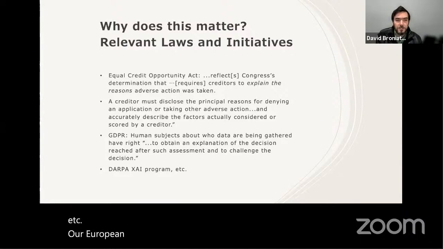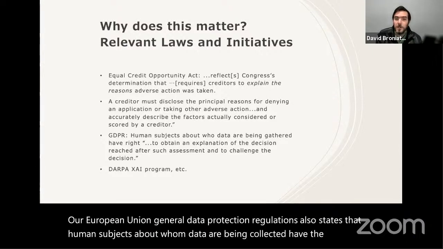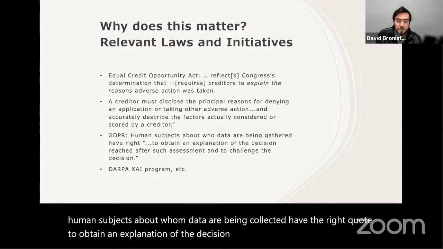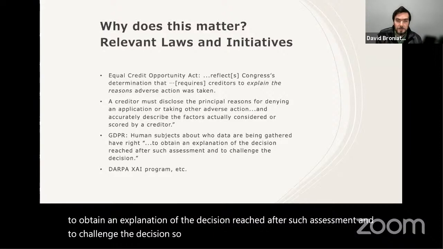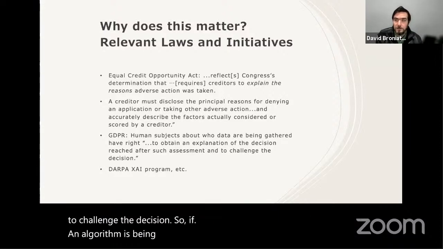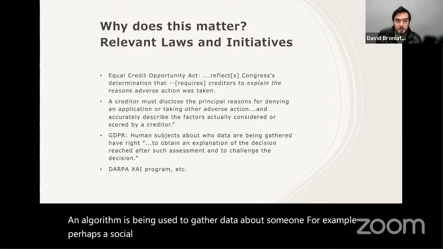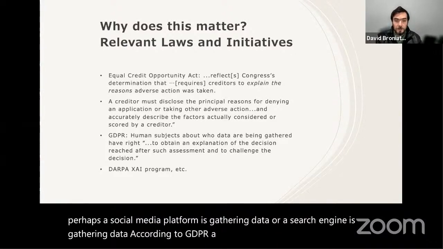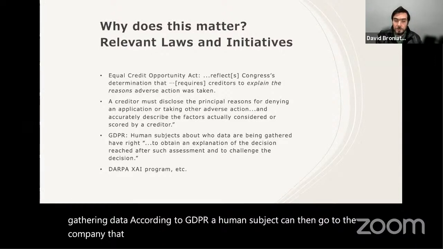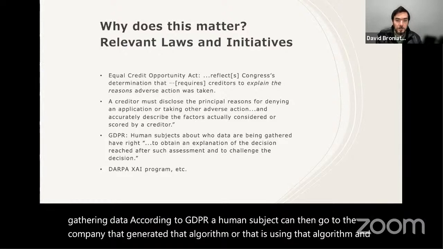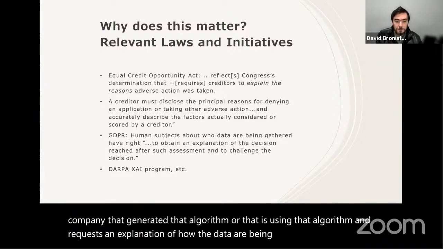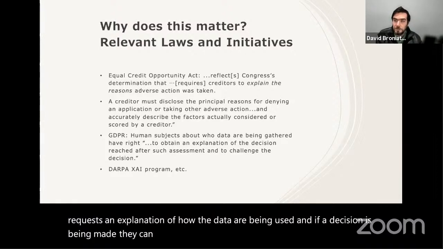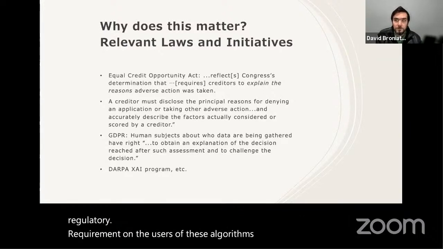GDPR, the European Union's General Data Protection Regulation, also states that human subjects about whom data are being collected have the right, quote, "to obtain an explanation of the decision reached after such assessment and to challenge the decision." So if an algorithm is being used to gather data about someone, for example, perhaps a social media platform or a search engine is gathering data, according to GDPR, a human subject can go to the company that is using that algorithm and request an explanation of how the data are being used. And if a decision is being made, they can challenge that decision. So of course, this imposes a regulatory requirement on the users of these algorithms that is explicitly related to explainability and interpretability.